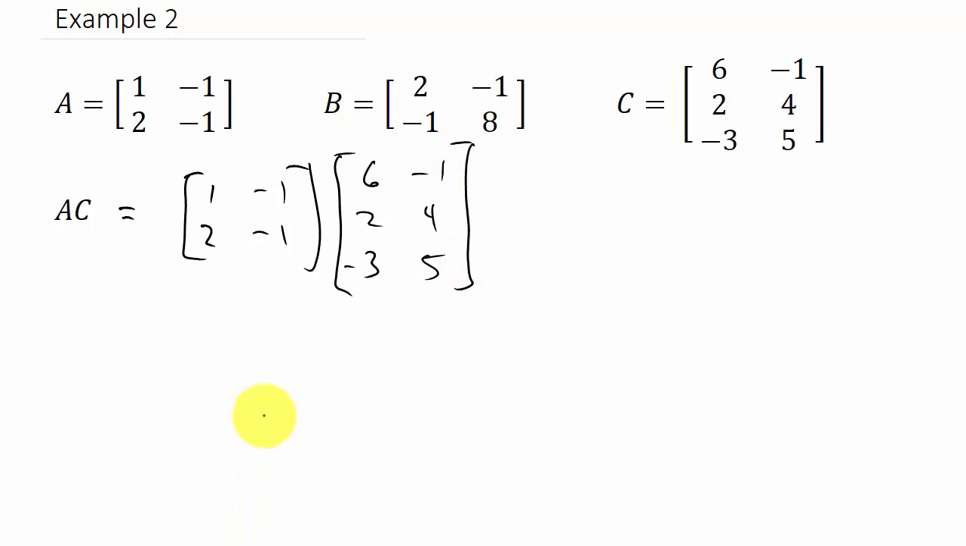Alright, so let's write the dimensions down. This one is a 2 by 2. This one is a 3 by 2. So you can see here that the inside numbers are not the same. So that means that we can't multiply these. So this answer here, this is not possible.